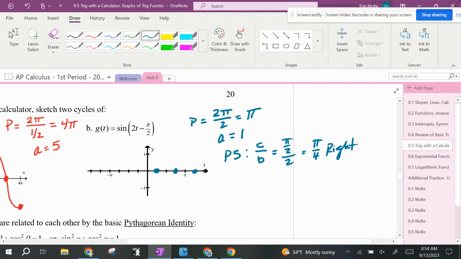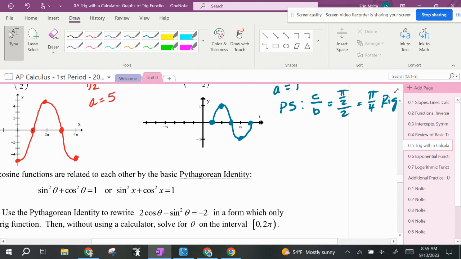Good, it's right in the middle. I'm going to max out at pi over 2, 1, right? Pi over 2, 1. And min at pi, negative 1. Pretty easy, not too bad? Good. All right.